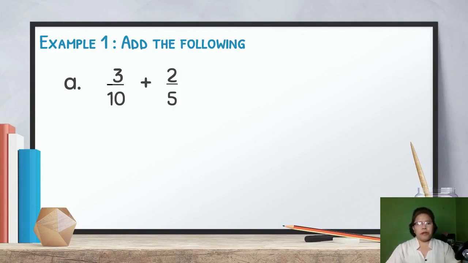Supposed to be mag-skip count lang tayo niyan, di ba? 10, 20, 30, and then 5, 10, 15, 20, di ba? Pero we can start with the bigger denominator. And the bigger denominator here is 10. You can check it out kung ang 10 ay pwede na ba sa 5. So, if you skip count with 5, 5, 10, diretso na, di ba? So, gagamitin nating LCD would be 10.